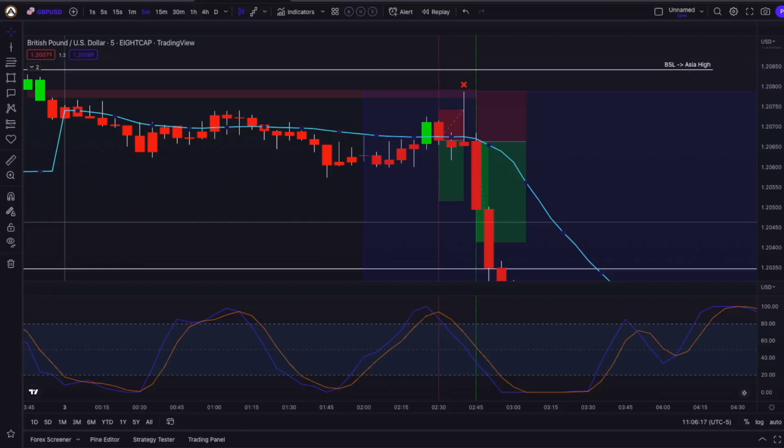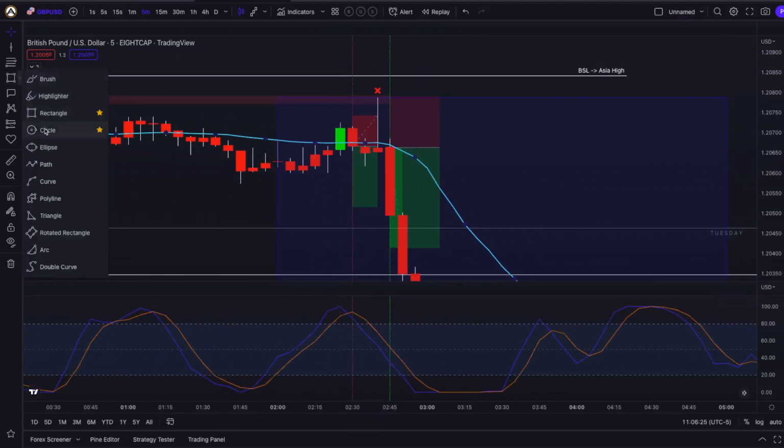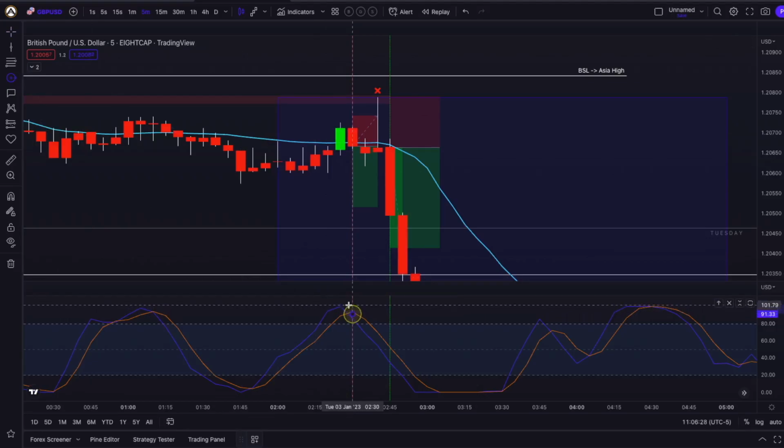Alright, let's get right away started with our first trade of today. Our first trade of today happened at 2:30 a.m. New York local time with our stochastic RSI crossover here. We had a crossover above the 80 level on our stochastic RSI. We closed below the VWAP right here, the Session Pro indicator VWAP.